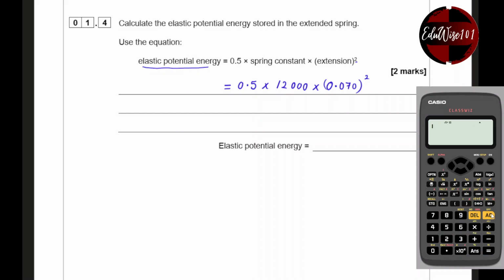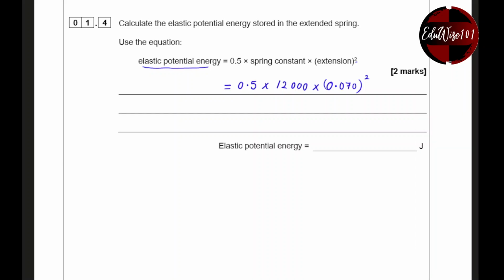So how do we do this in the calculator? 0.5 times 12,000 times 0.07. Square means to multiply it again by 0.07. Multiply that by 0.070, and that gives me 29.4. So 29.4 joules.